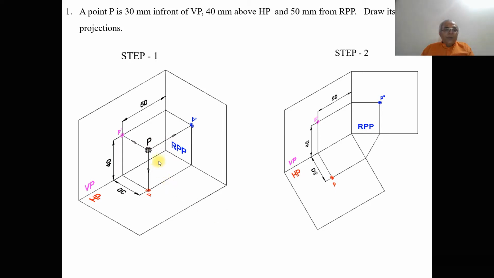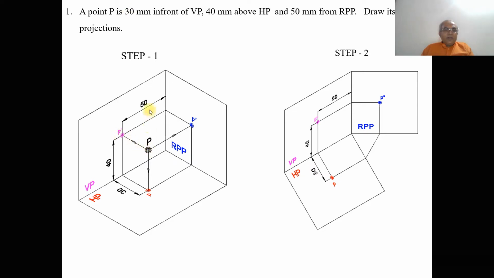When you look from the front view, I can see the distance in front of RPP, 50 mm, in the vertical plane. When you look from the top view, the distance 50 mm in front of RPP can be seen in the horizontal plane also. Also from the front view, I can see the distance above HP, 40 mm, in the vertical plane, and the distance 30 mm in front of VP.